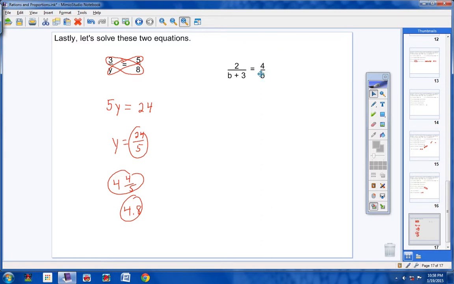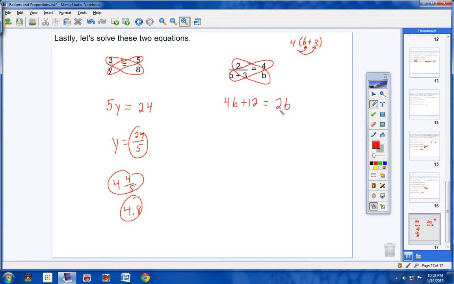Now be careful on this one, okay? First of all, let's cross multiply, okay? Now when you take b plus 3 times 4, that's really going like this. 4 times b plus 3. So both of these terms, b and 3, will get multiplied by 4. So b plus 3 times 4 is 4b plus 12. 4 times b is 4b. 4 times 3 is 12 equals. Now we cross multiply here. 2 times b is 2b.